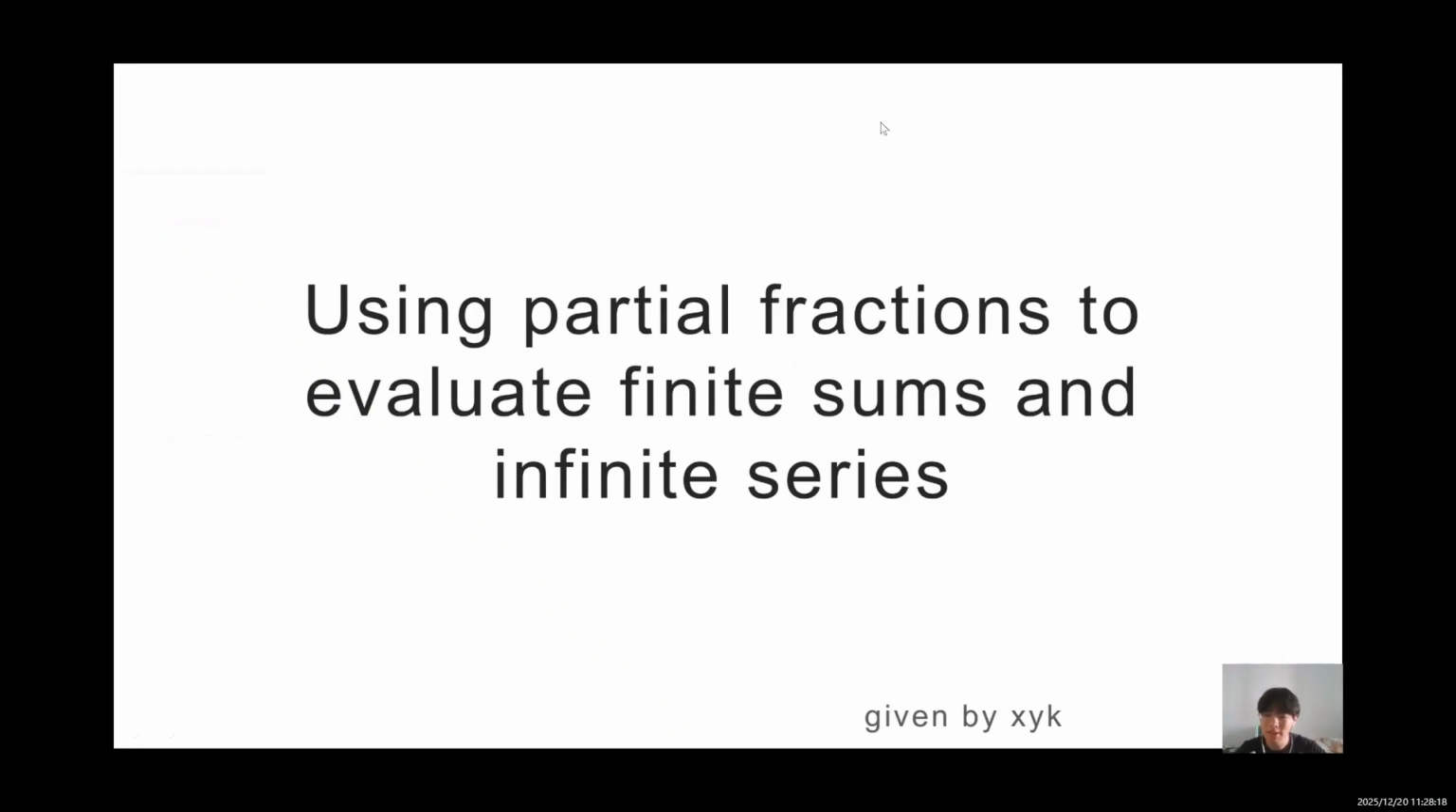Hello everyone! Today we are going to talk about using partial fractions to evaluate finite sums and infinite series. Solving such questions, as we all know, sometimes can be very annoying. First, we need to plug in n equals 1, n equals 2, up to a very large number. And after that, we also need to find the common denominator, which is very annoying and complex. So to get rid of this, today we are going to learn about partial fractions. It will make the questions easier.